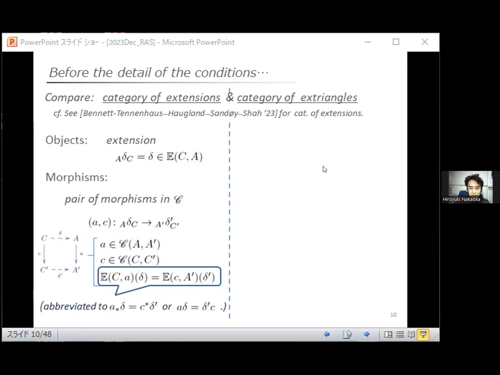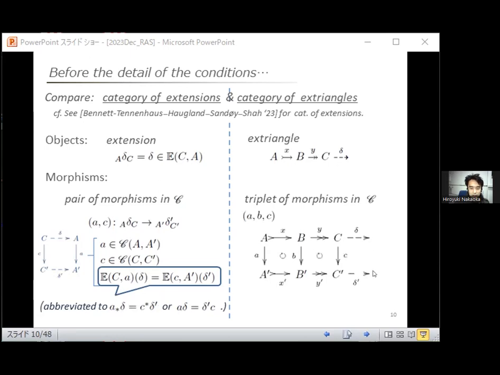On the other hand, in the category of X triangles, objects are X triangles, and a morphism between them is a triplet of morphisms in C, depicted like this. So this triplet should satisfy the three compatibilities.